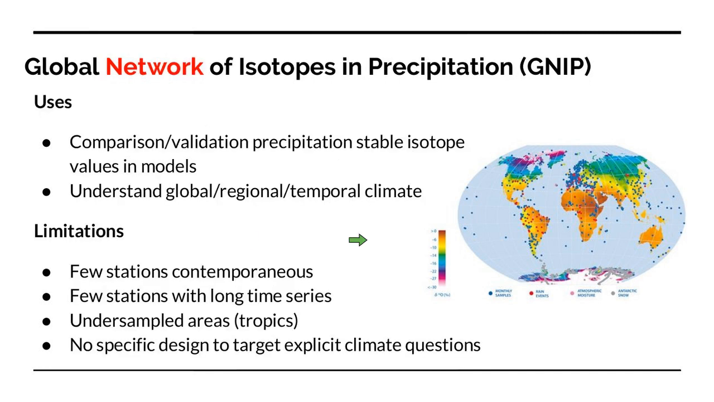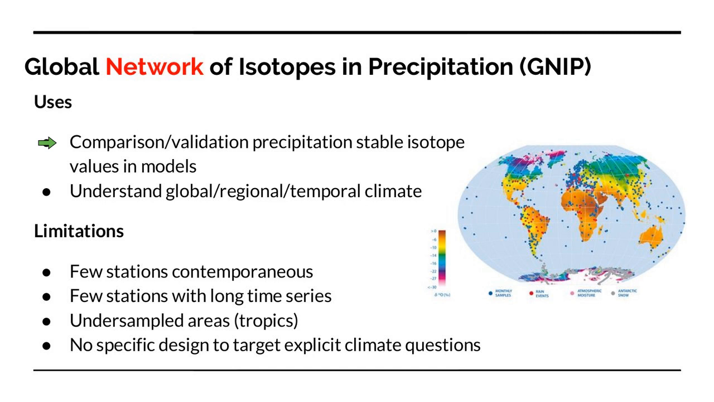So this network is still used constantly, and its purposes are often for comparison or validation to simulated precipitation isotope values, and Adriana will touch on that more deeply in the next slide. And also just to gain this understanding that we desire of global scale to regional scale to local scale, even temporal climate variability as archived in these stable isotope values.